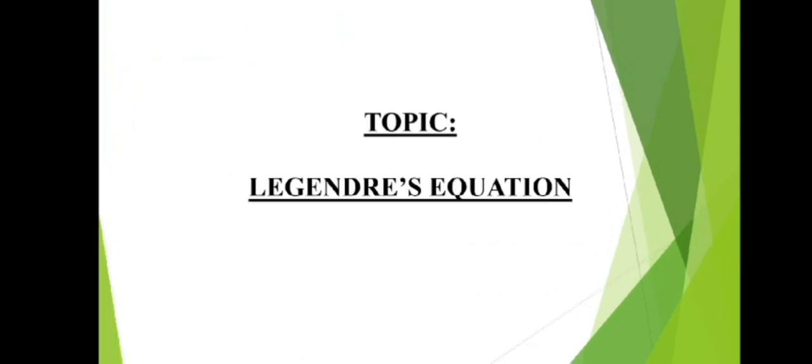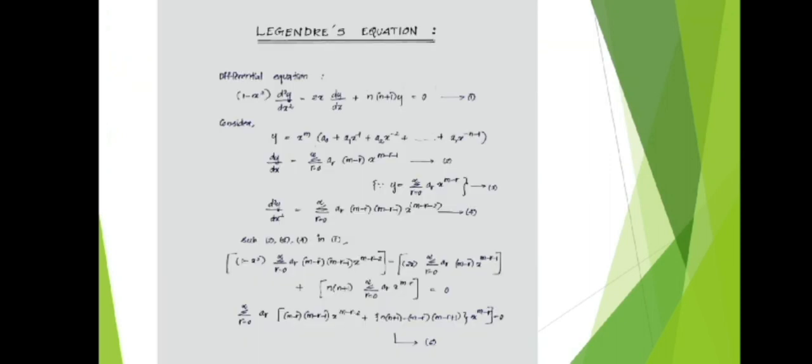Today we are going to discuss the topic Legendre's equation. So let's begin. Given the differential equation (1 minus x²) d²y/dx² minus 2x dy/dx plus n(n+1) y equal to 0, which is marked as equation number 1. We have to find the solution for this equation.